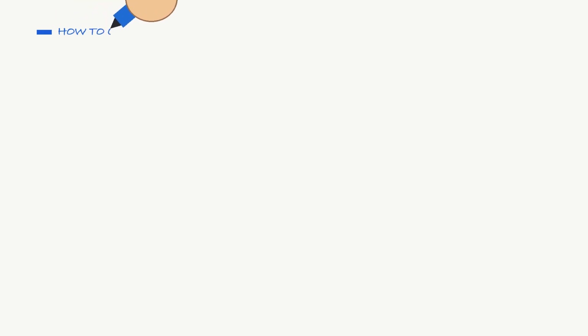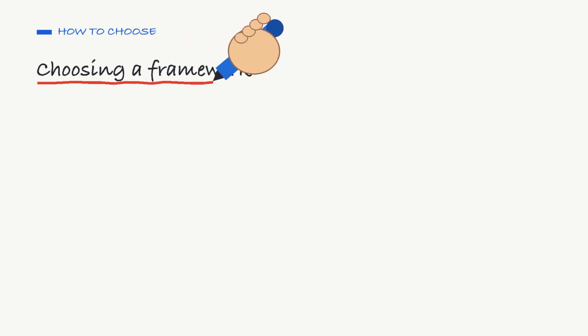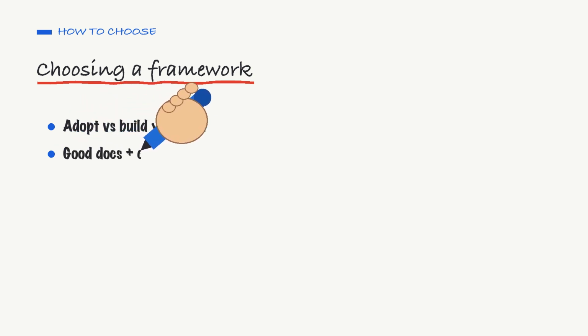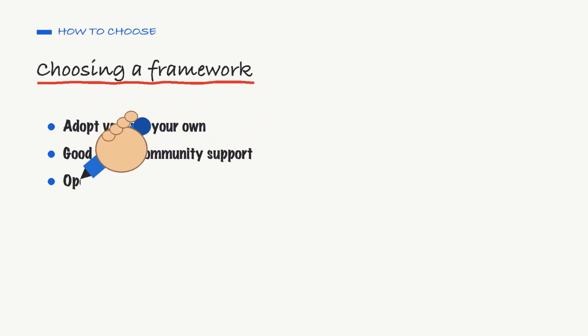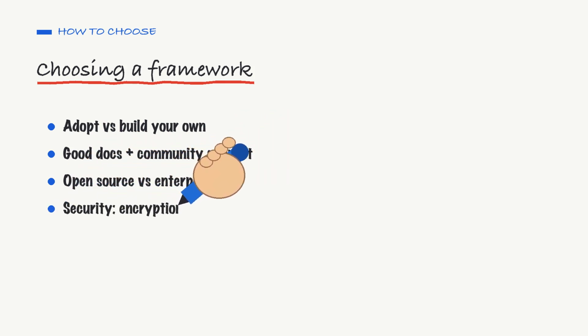So how do you choose? You can adopt an existing framework or build your own. Either way, check the API documentation and community support. Getting started should be easy. Weigh the cost. Many are open source with a paid enterprise tier. And review security, encryption, access controls, audit logs, and solid monitoring tools.